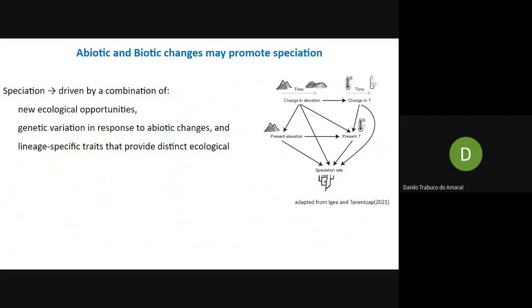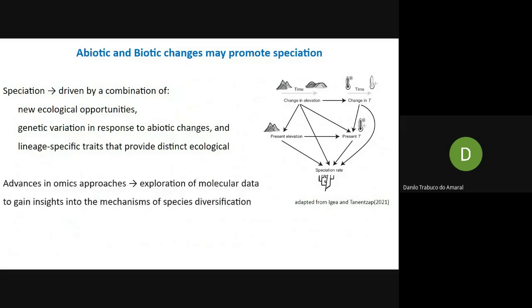As we already know, speciation is derived from a combination of factors. If you have new ecological opportunities, such as changes in elevation or changes in climate, such as precipitation or temperature, and the species display some genetic variation that can respond to the abiotic change and promote some lineage-specific traits, we can also increase the speciation rate in this group. And nowadays, with the advancement of omic approaches, such as transcriptome data, we may explore new molecular data to gain insights about the mechanisms that promote species diversification, possibly associated with the neotropical region.